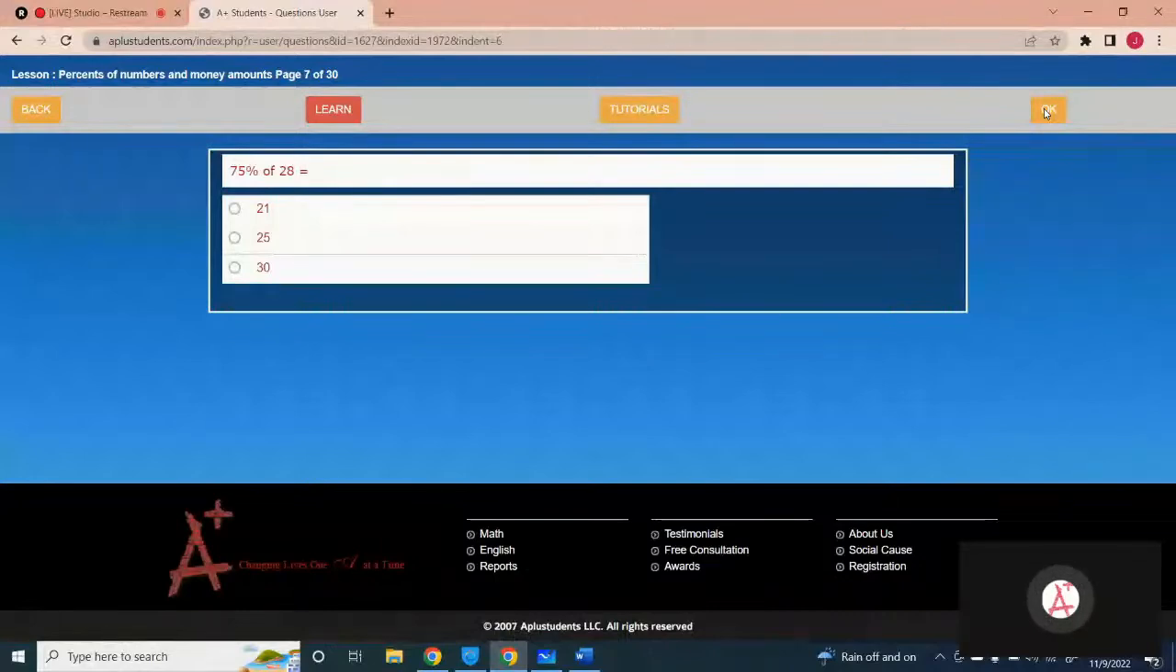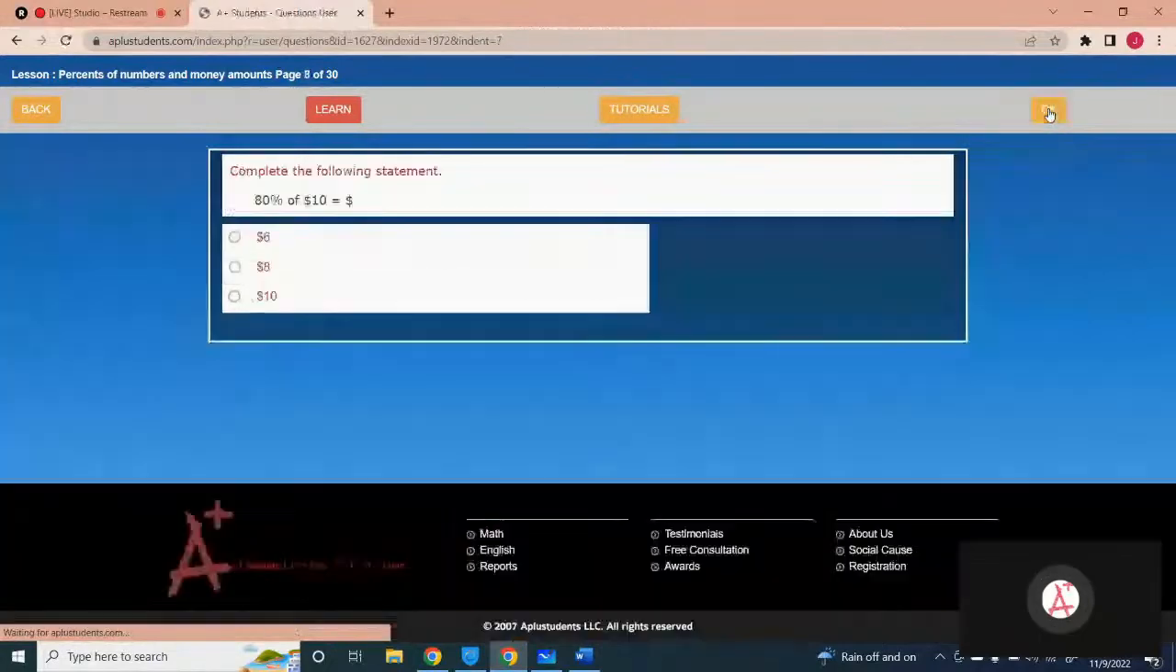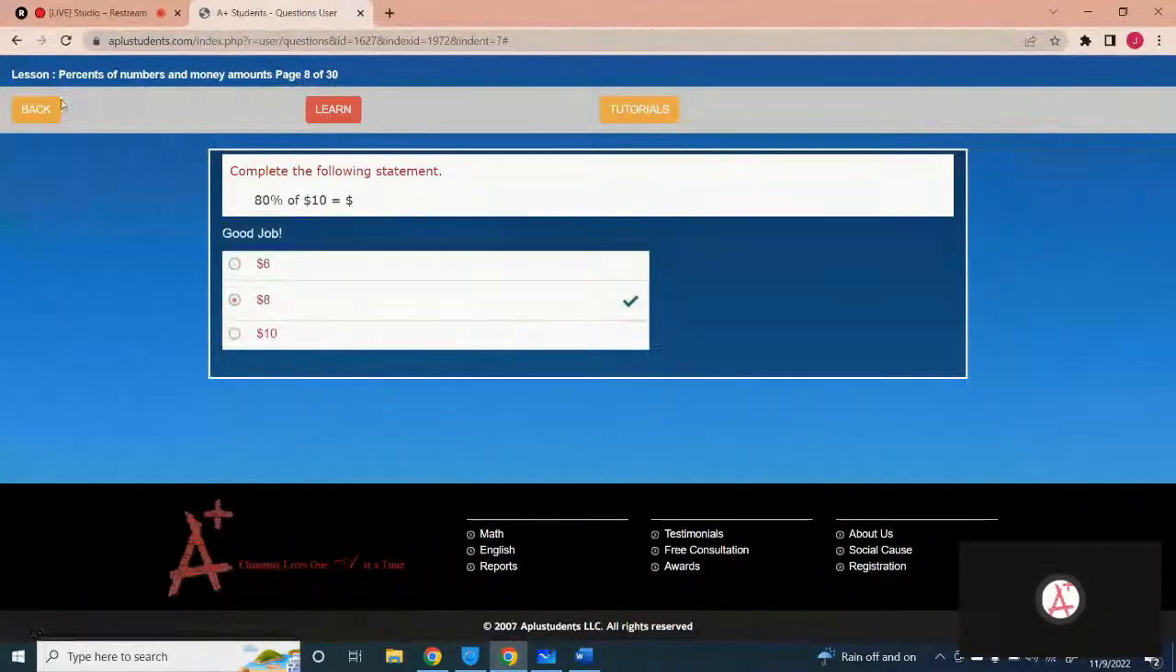75% of 28 is 25. Got it? 75% of 28 is 20. Oh, sorry, it is 21, not 25. So the correct option is 21. Okay, 80% of 10 is 8. Got it? Okay, you can complete the test by yourself later today. I'm just moving on to the next topic.